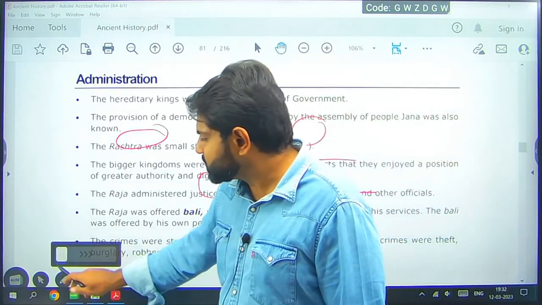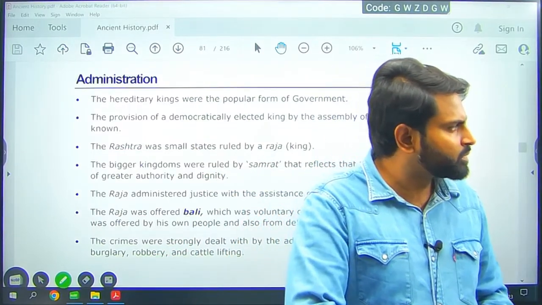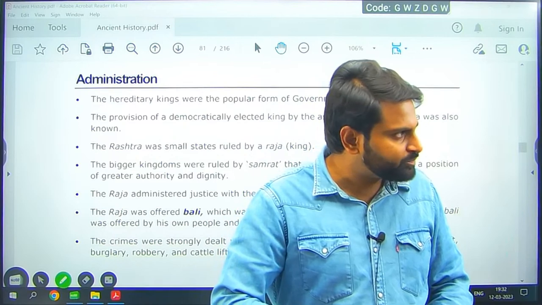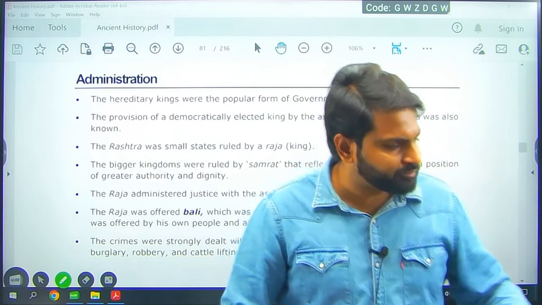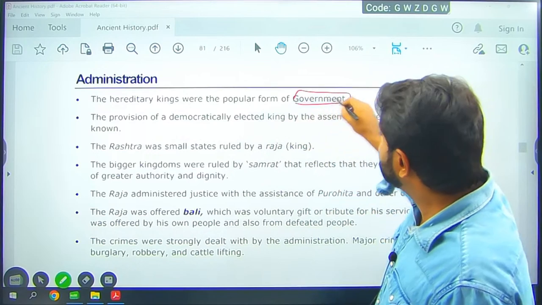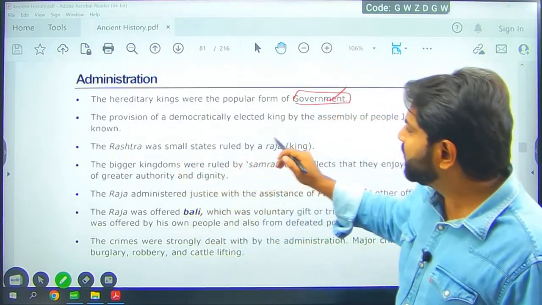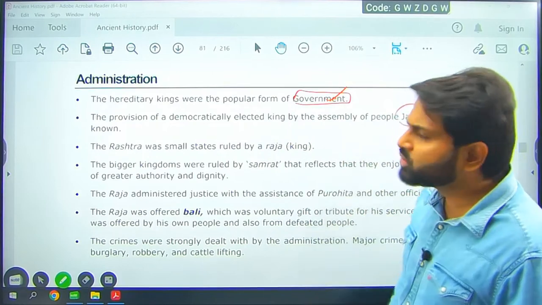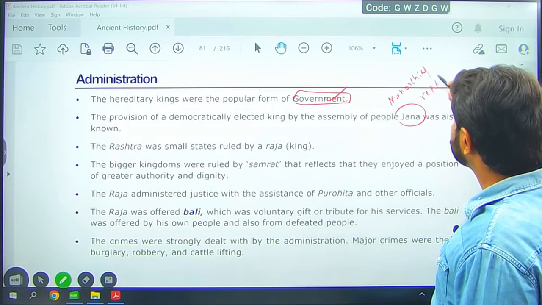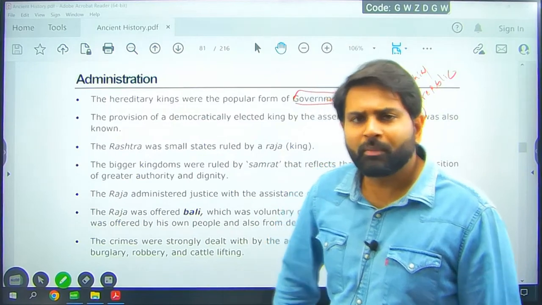Then comes administration. Hereditary kings were the popular form of government. Now it is a republic, then it was hereditary kings. The provision of democratically elected kings by the assembly of the people of the jana was also known. As I said, we had monarchical governments and we also had republics. As I said, there was the war of 10 kings where Sudas emerged as the winner. I have explained the Battle of 10 Kings.